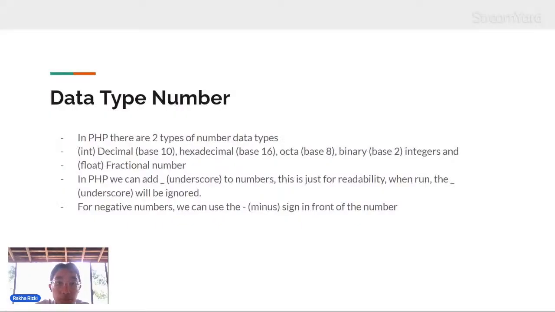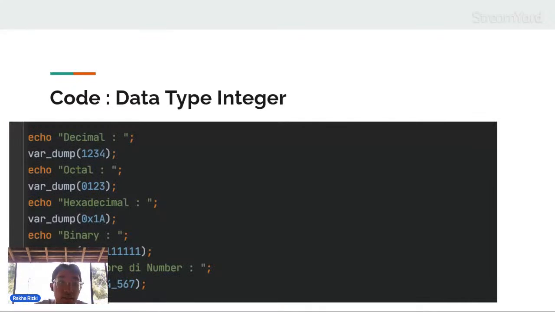Okay, next we will go back to Google, to the presentation. The material is the number data type. In PHP there are two types of number data types: integer, which can be decimal base 10, hexadecimal base 16, octal base 8, and binary base 2, and float.